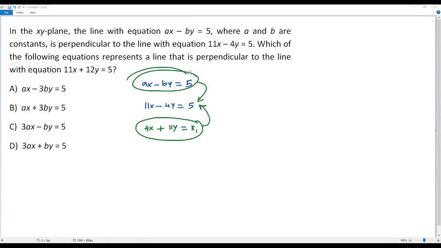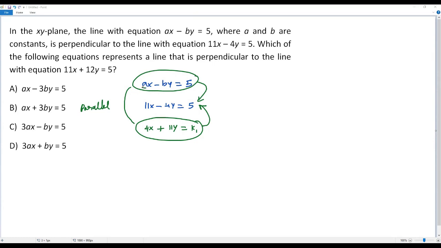Okay, here these two lines are perpendicular to the same line over here. Then what is the relationship between these two lines? Then these two lines must be parallel. So because both the lines are perpendicular to the same line, the line ax - by = 5 and 4x + 11y = k1 must be parallel. And both the lines are in standard form.